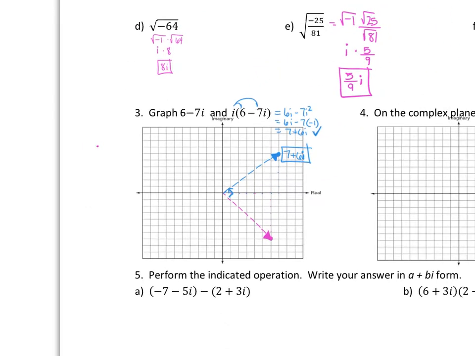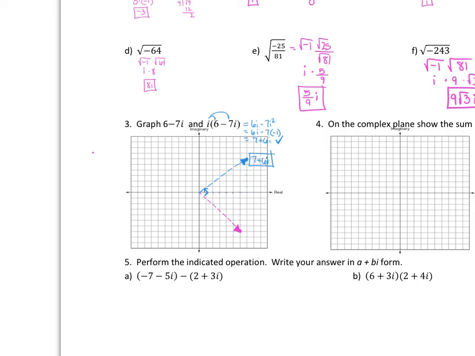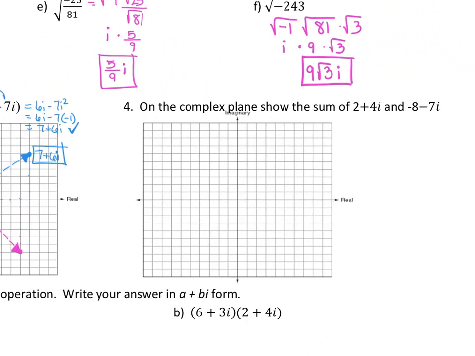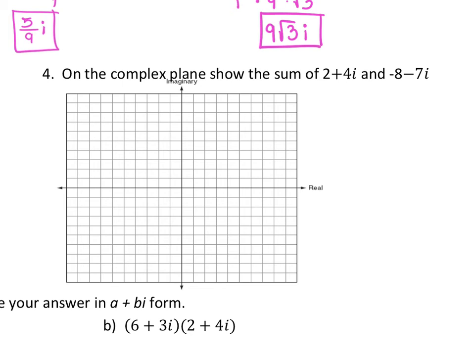All right, the next is on the complex plane is showing a sum of two complex numbers. And I will start with our first one, which is 2 plus 4i. So the way that we show this, we start at the origin, we go right 2, up 1, 2, 3, 4. So we're going positive in the real, positive in the complex, and we do a dotted line, show that first number with a vector.